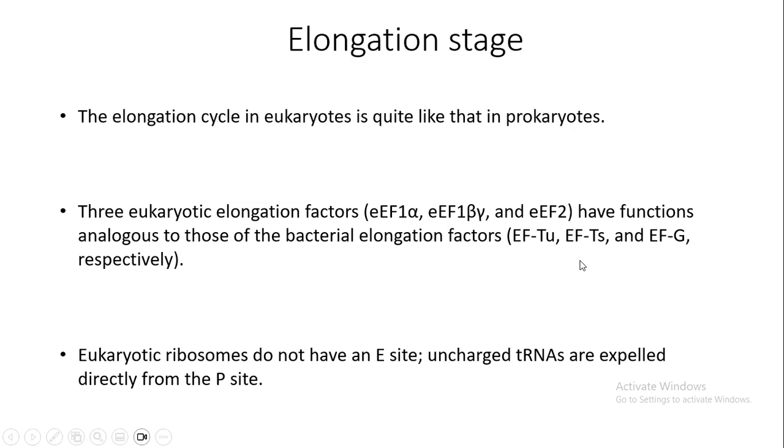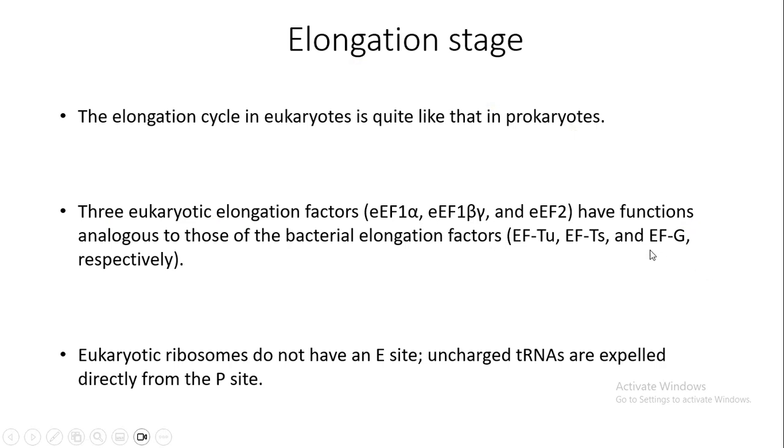Similarly, elongation factor TS in prokaryotes is involved in regeneration of elongation factor TU GTP complex. Okay, so it helps in converting elongation factor TU GDP to elongation factor TU GTP complex. So an identical role in case of eukaryotes is done by eukaryotic elongation factor 1 beta gamma subunit.